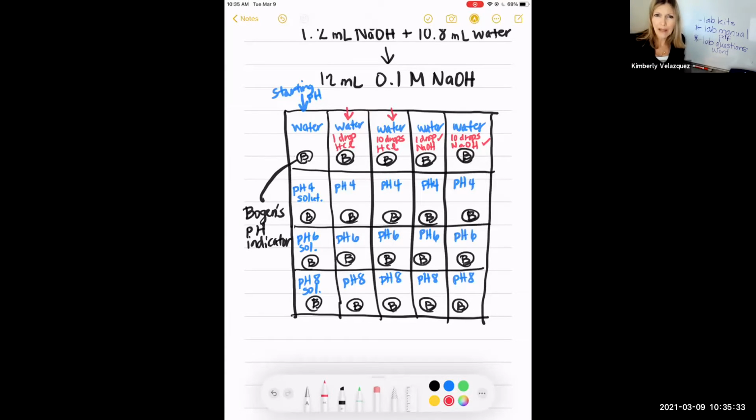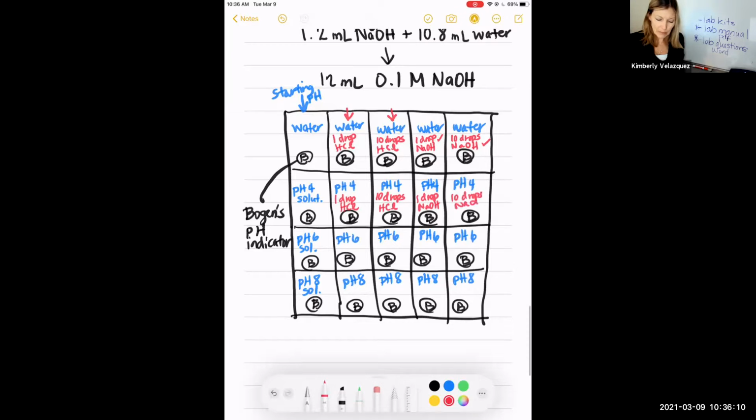But you know what? Maybe that acid and base are so strong that even with just 1 drop, the pH changes dramatically. We don't know that until we do the experiment. We can kind of predict that. So when you're making your predictions about what should happen, really think about the science behind this. Think about the logic of what should happen. And then that same thing happens all the way down. We're going to do 1 drop of acid and 10 drops of acid, all the way down. 1 drop of sodium hydroxide, 10 drops of sodium hydroxide.